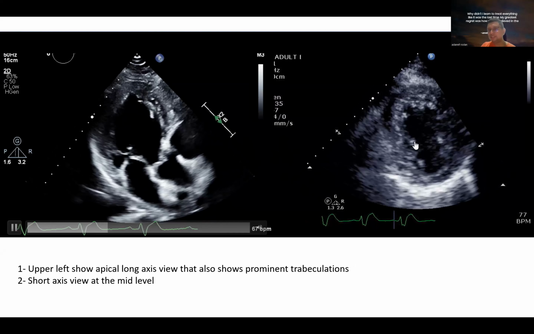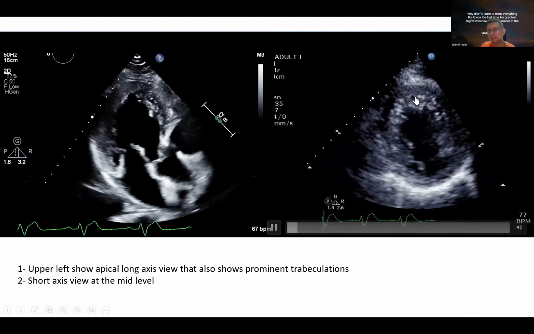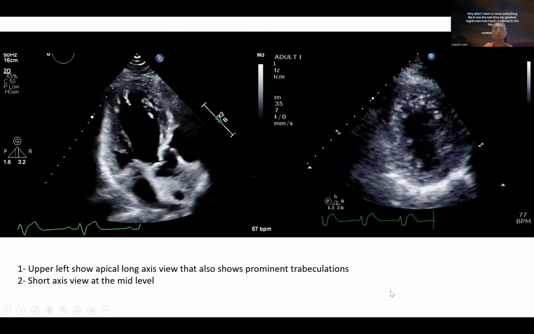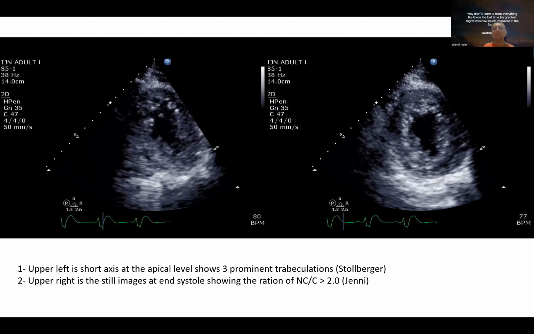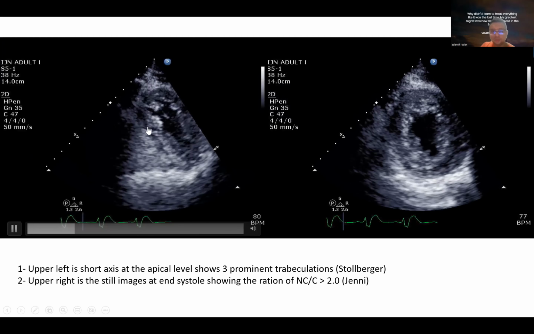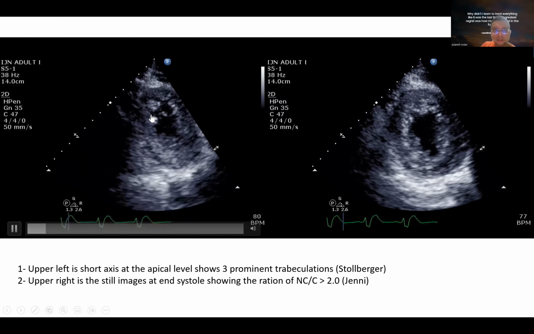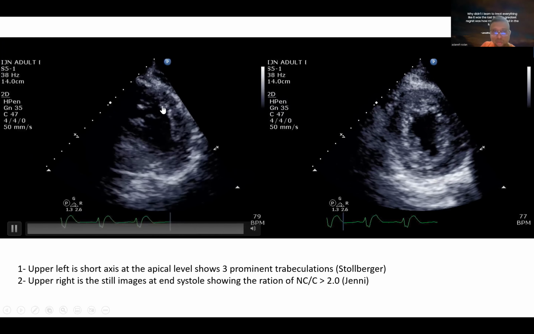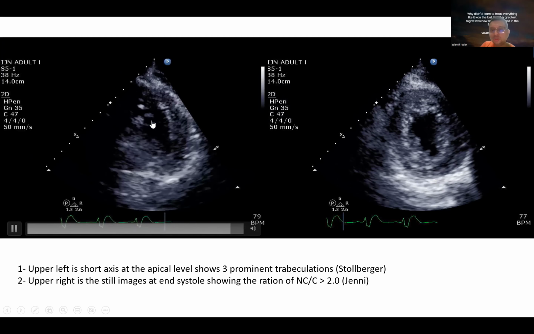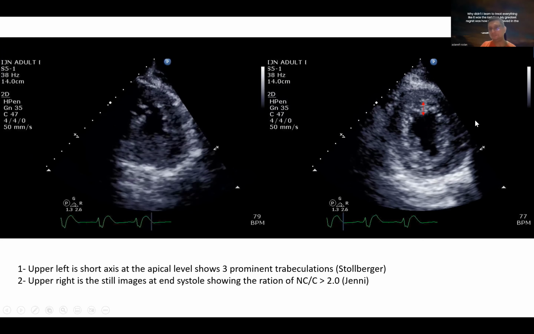And this is the short axis view at the papillary muscle level. This is the trabeculated part, and that is the compacted layer. Okay, let's go to the next image. So this is the next image. Upper left, what I wanted to show you is 3 prominent trabeculations: 1, 2, and 3. So this fulfills the Stollberger criteria for LV non-compaction.